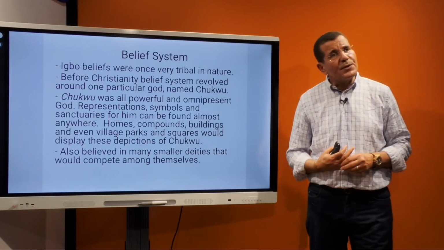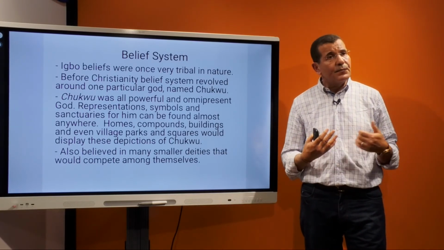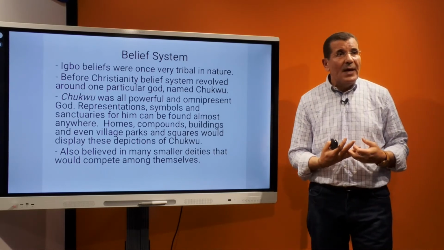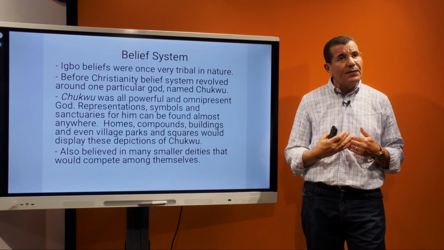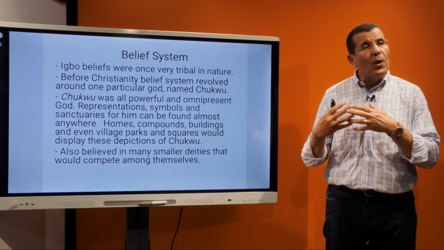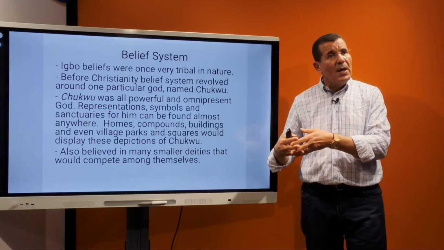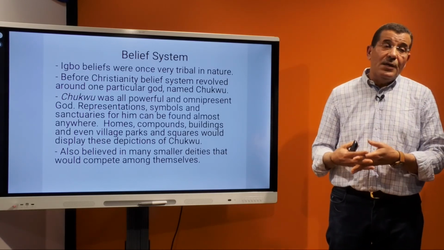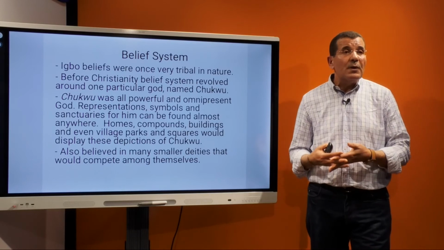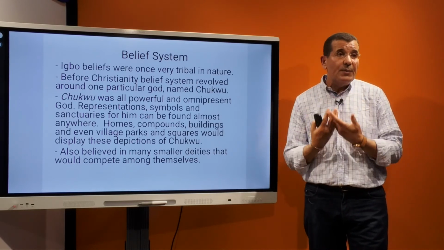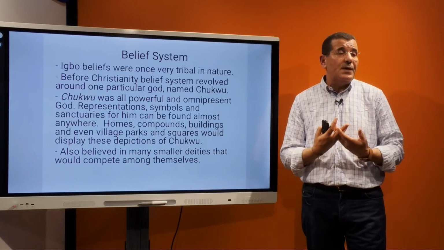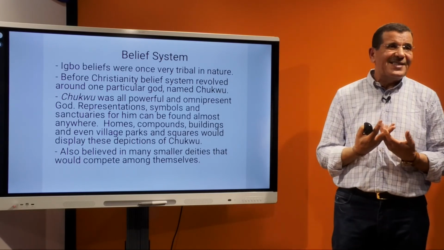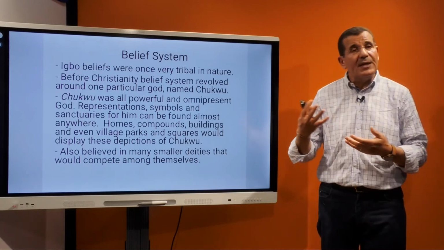The first part also reflects on the belief system. Igbo beliefs were once very tribal in nature, and before Christianity, the belief system revolved around one particular god named Chukwu, and Chukwu here was an all-powerful and omnipresent god. It means that these people were not savage. They have their own beliefs, they have their own gods, they have their own culture, and representation symbols and sanctuaries for him can be found almost anywhere.